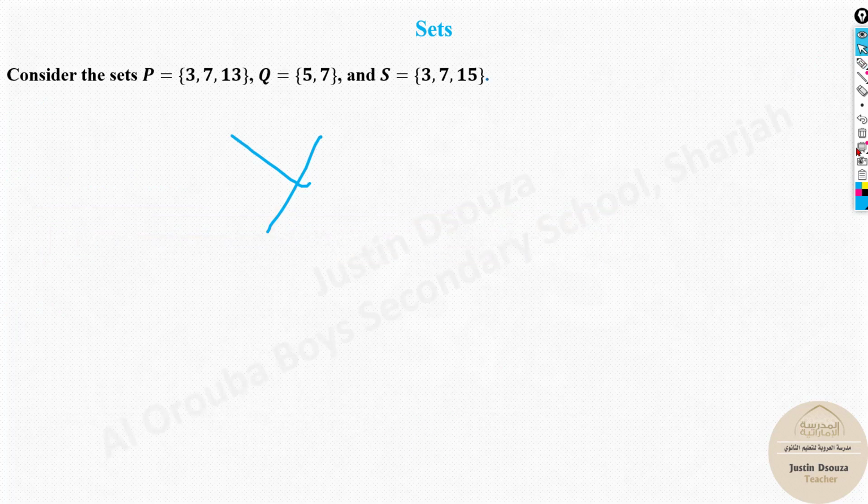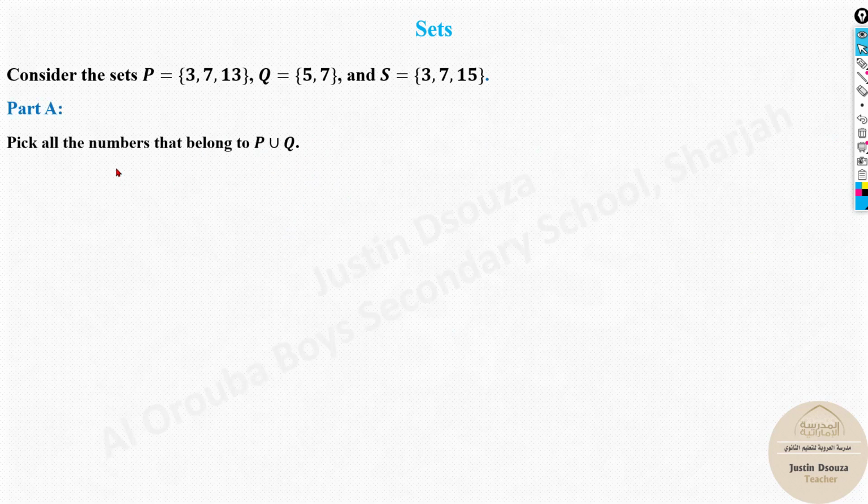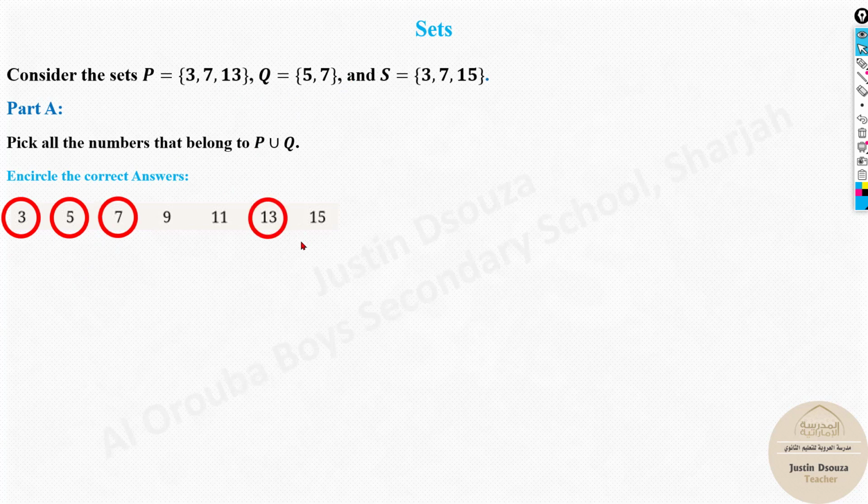Let's see another problem. Over here we have PQR sets. Now here pick all the numbers that belong to P union Q. P union Q. Let's see. Now it's union, right? You just have to write all the numbers. 3. Yes, 3 is correct. 5 is there. 7. And lastly it's 13. So all these.